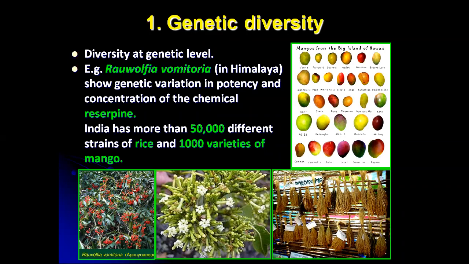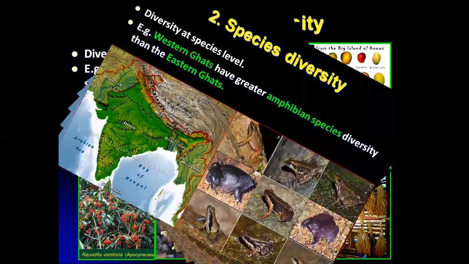That means every organism matches with other organisms, genetically similar organisms are available in various aspects, but we are talking about a particular gene which is there only in that particular plant. India has more than 50,000 different strains of rice and 1,000 varieties of mango.